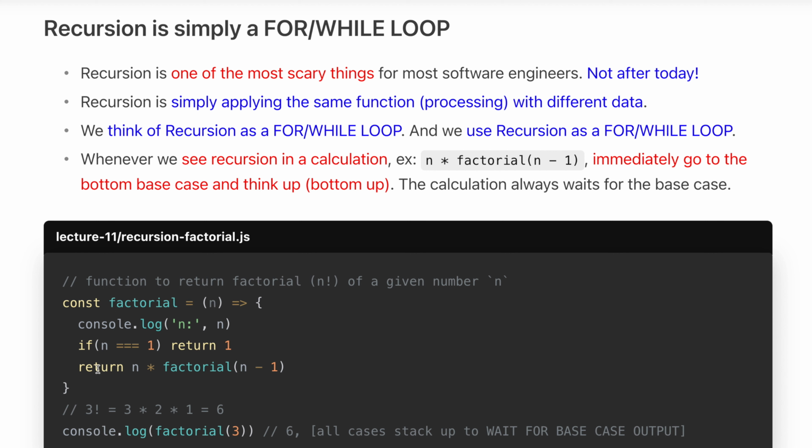Now, the most confusing thing in recursion is probably this line. This is a recursion function to calculate the factorial of a given number n. And in this calculation, we have a recursive call of factorial n minus 1. Whenever we see a recursion in a calculation like this, remember to go immediately to the bottom case and think up. This is called bottom up. This calculation always waits for the base case. This is the base case, the exit condition.